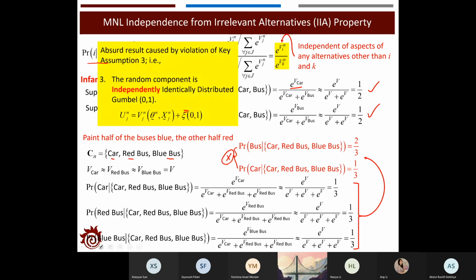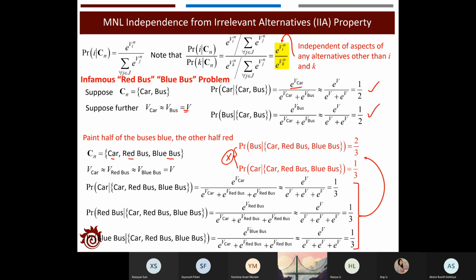So in this case, the red bus and the blue bus are not independent of each other. Instead, they are actually highly correlated with each other. So for this specific case, if the independence property is not satisfied, then we cannot use the equation from the multinomial logit model directly. We need to find an alternative method.